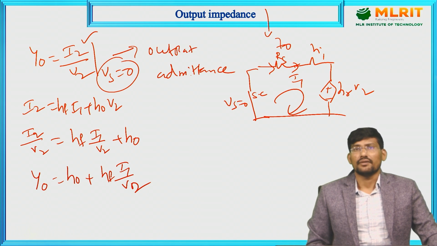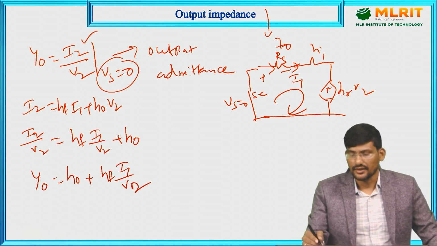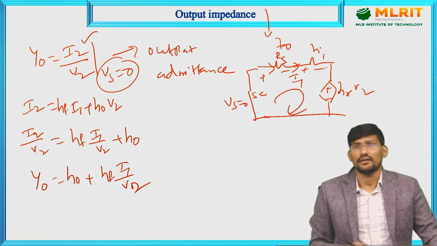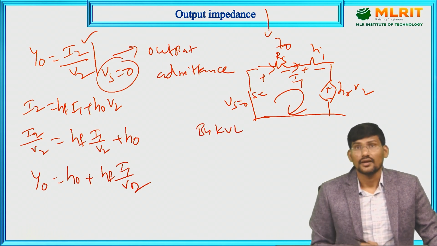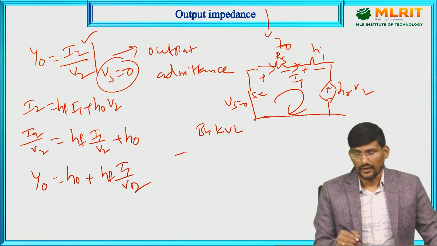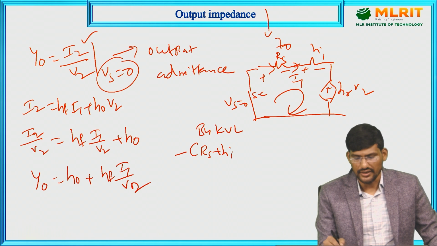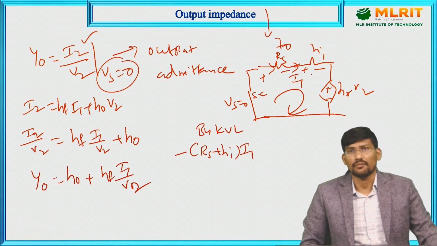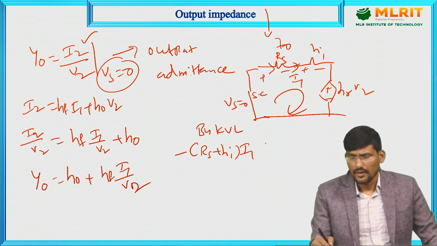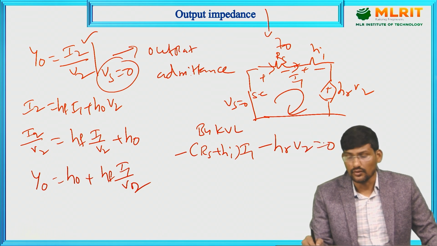Now apply the KVL to this particular loop. Entering terminal is positive and leaving terminal is negative. Here also entering terminal is positive and leaving terminal is negative. Now what is the expression by KVL we will be getting here? Minus, entering terminal means positive, so minus Rs plus Hi, because both are impedances in series, Rs plus Hi into I1. This is also a positive terminal entering, minus HR into V2 is equal to 0.